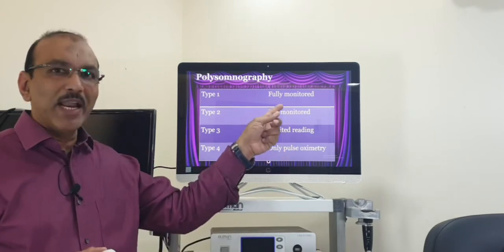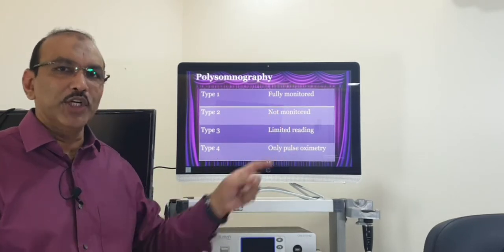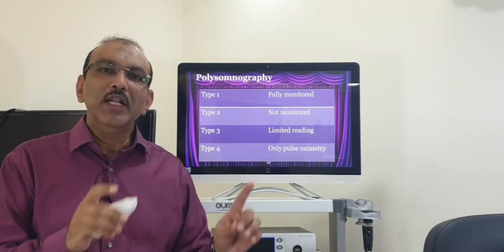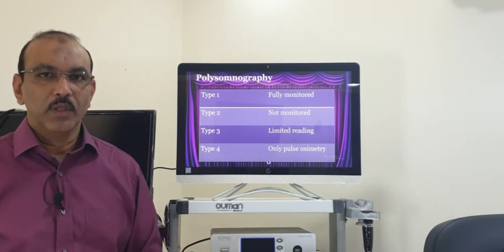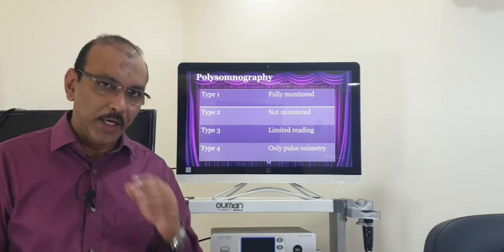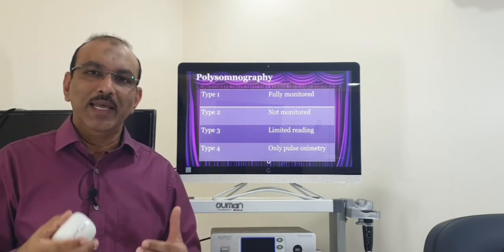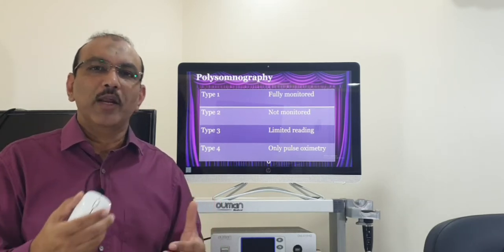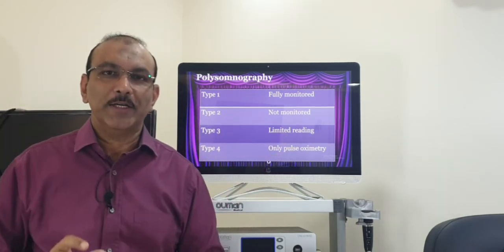So the same parameters which we are going to do in type 1, the same parameters can be measured in type 2, but there is no video camera, nothing, he is not in the hospital, the whole thing is to be done at home, but it is not monitored. Now type 3, which again can be done at home, the number of parameters which you are going to check is going to be less, like we are checking only 4 to 5 parameters, and mainly EEG, the central arousal, we are not going to check.